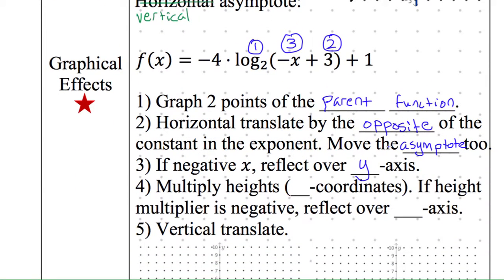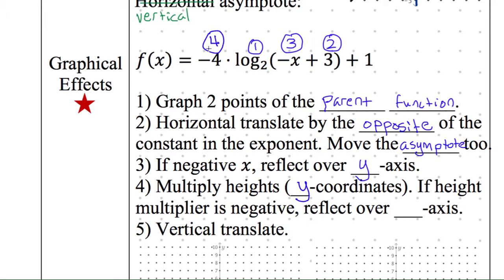Step number 4, quiet raised hand. Multiply the heights. So I'm going to do what? Heights are the x or the y coordinates? James? Y, yes. Height means the y coordinates. So multiply the heights by this thing out here. So whatever number is out front, multiply those heights by that number.